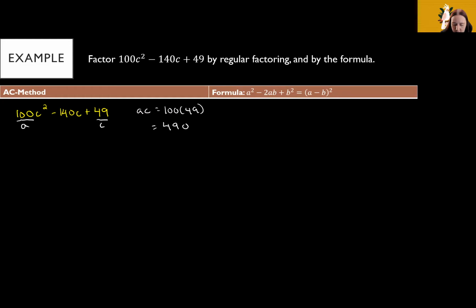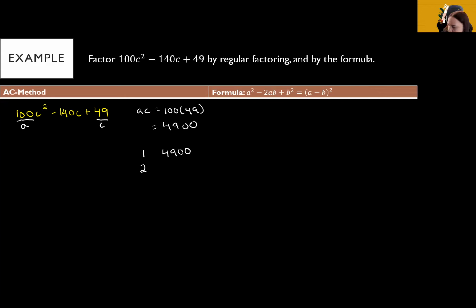Which is 4,900. And then the way the AC method works is you're trying to find a combination of those that adds to the middle term, 140. So we're going to have to write down all the numbers that multiply to 4,900. And I have a method that I do to do this. So I always start with 1. And then whatever my number is, AC divided by 1, that's the other number. So the other number is 4,900.